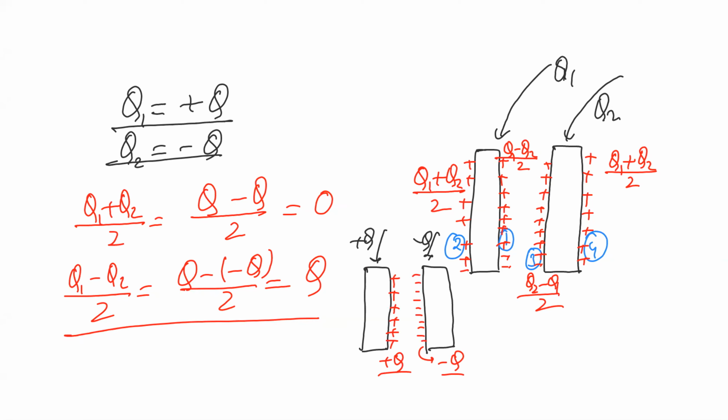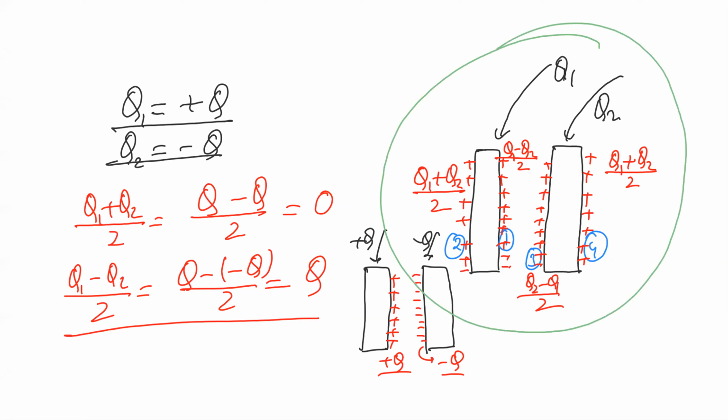Particularly this everyone should remember, because they can always ask you to apply the Gauss law and calculate the charges if Q1, Q2 are given. So we must remember: Q1 plus Q2 by 2 on surface 2 and surface 4, same charge. Surface 1, Q1 minus Q2 by 2. Q1 is coming here, Q2 is coming on the other, so Q1 minus Q2. Similarly, by the same logic, Q2 minus Q1 by 2. These will be the charges appearing on these plates.